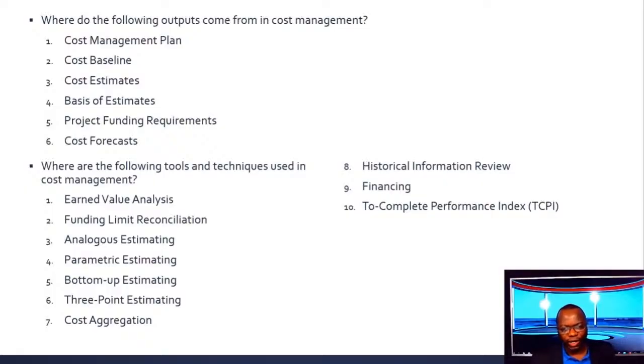Next, where are the following tools and techniques used in cost management? EVA, talked about this, hopefully you know. Funding limit reconciliation, analogous, parametric, bottom-up, three-point, cost aggregation, historical information review, financing, and TCPI. I'm hoping that in your mind you can go inside where all that PMBOK data is and you can assign these to the relevant processes. They are all from different processes, all right? If you're not able to do this before your exam, you should, all right?